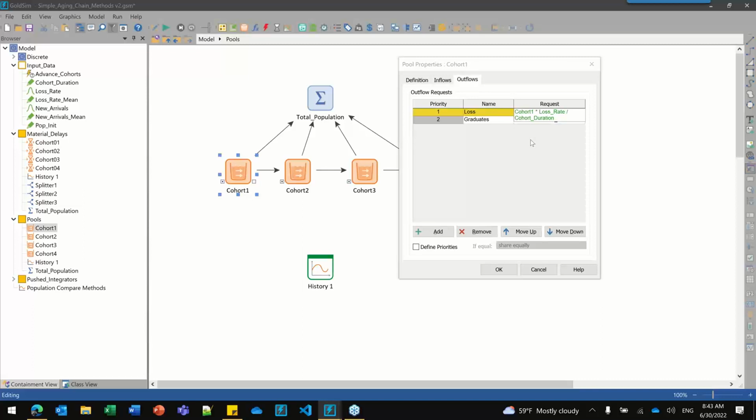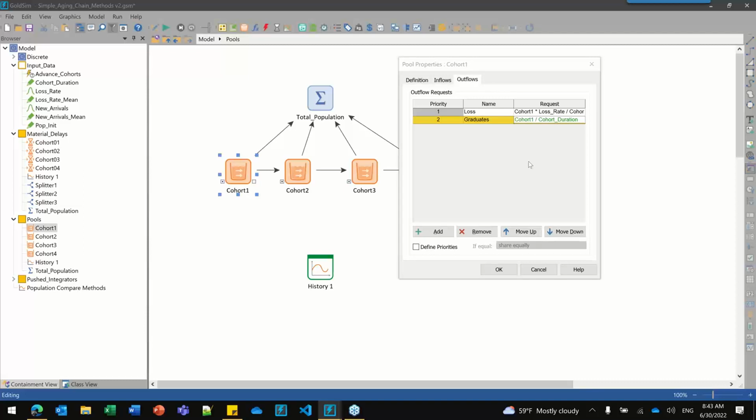I typed in the number 1 year, and I told you that that might not be a good way to do it. You probably want to refer to a global variable, which is what I'm doing now, dividing it by the cohort duration. So a loss rate divided by duration multiplied by the amount that's in here. That's the loss. And then the graduates is just however many people are in here divided by the cohort duration.